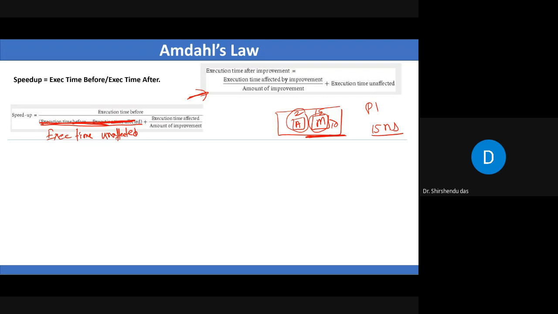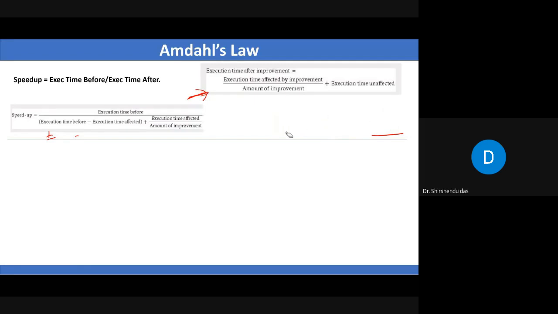If you go to Wikipedia, you'll find a formula like this: speedup S equals, I think, 1 divided by (1 minus p) plus p divided by a. This is called Amdahl's law. Here they assume execution time before as 1, and the execution time affected is p, so the unaffected part is 1 minus p, and a is the amount of improvement. So you'll find this formula.